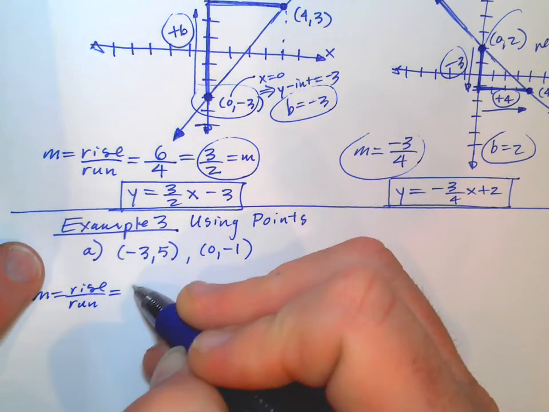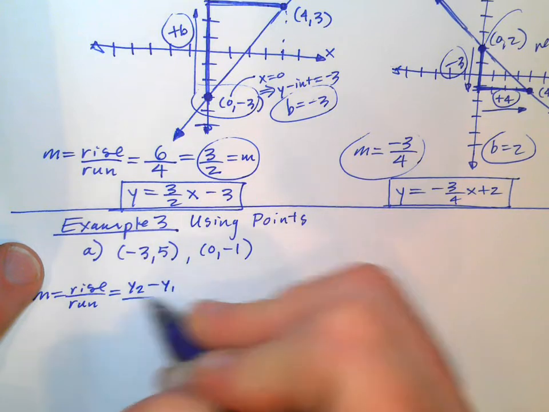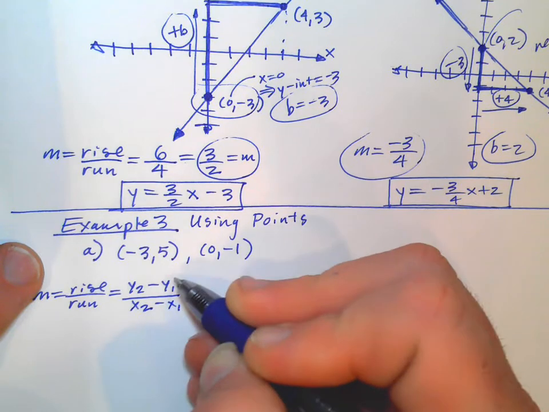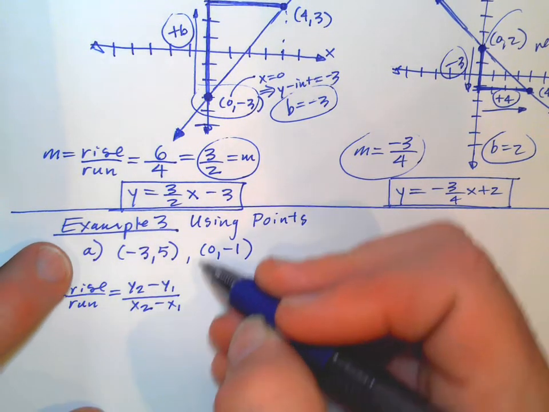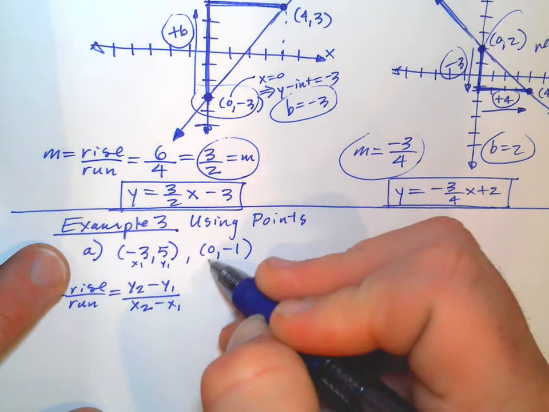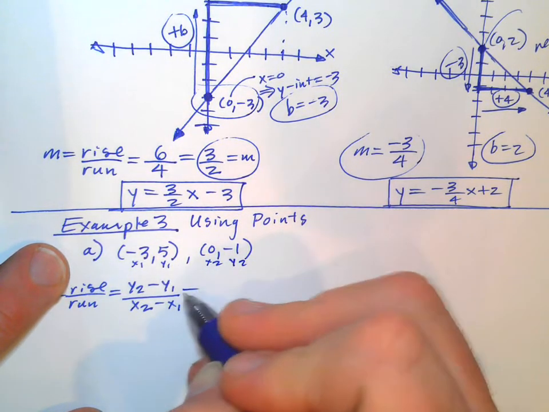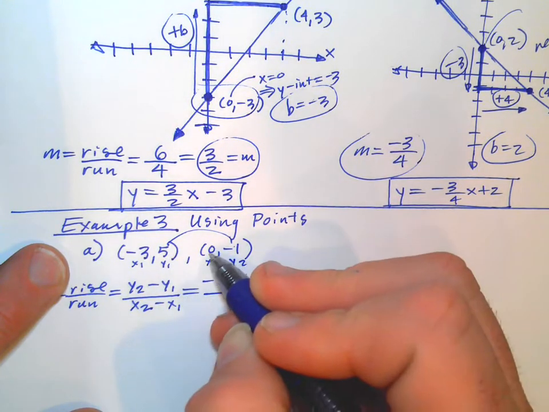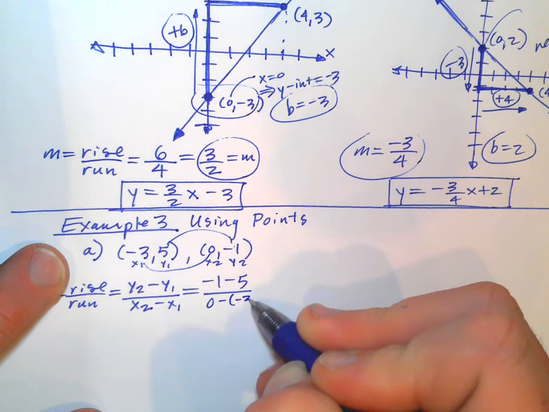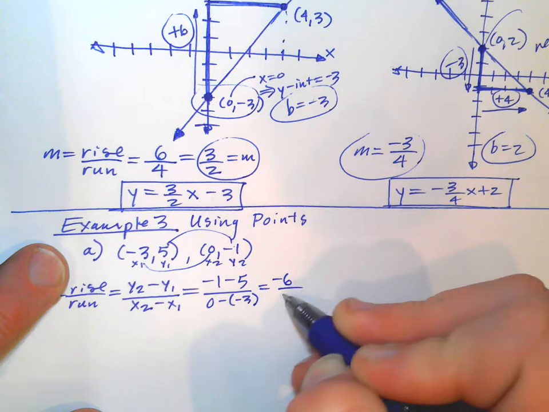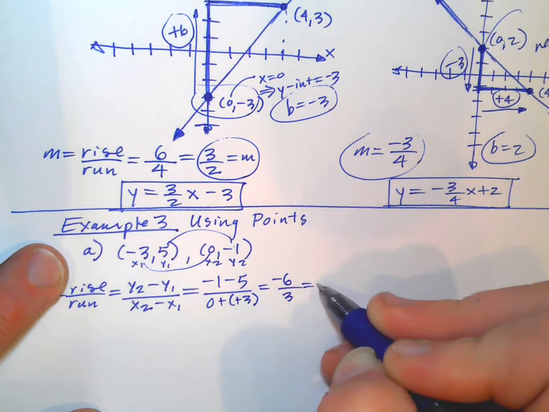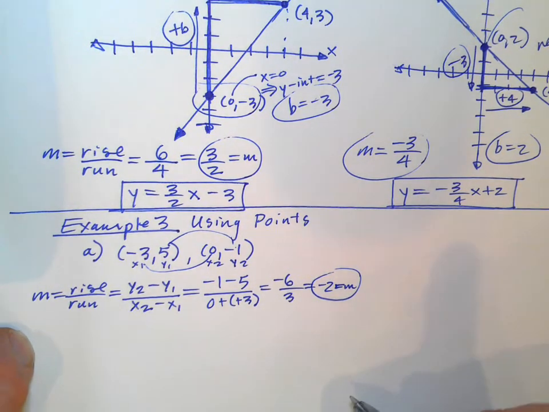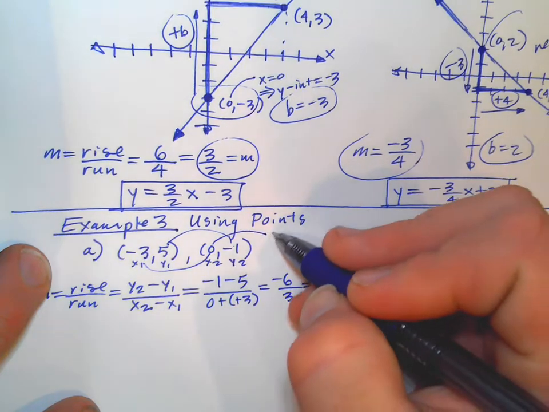We've got to find the slope, which is rise over run, which we also said was the change in y over the change in x, the difference in y, y2 minus y1 over x2 minus x1. So here's your x1, y1, x2, y2. And you say, okay, well, -1 minus 5 over 0 minus -3. That gives you -6 over +3, minus minus becomes plus, and then you get -2. So there's your slope.